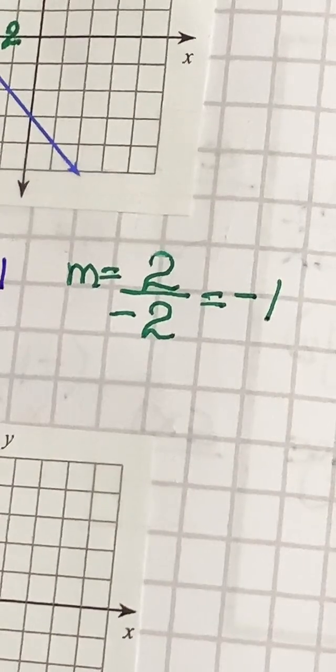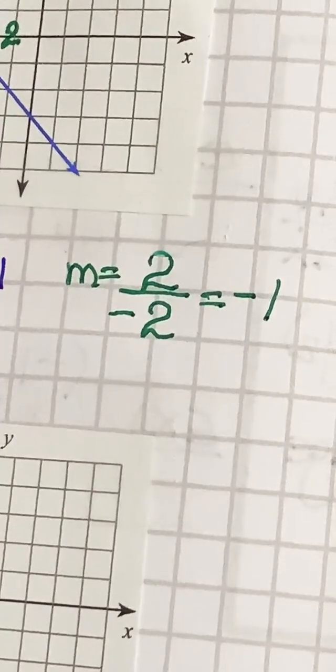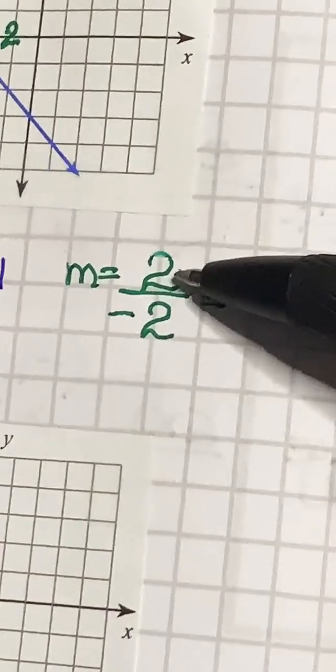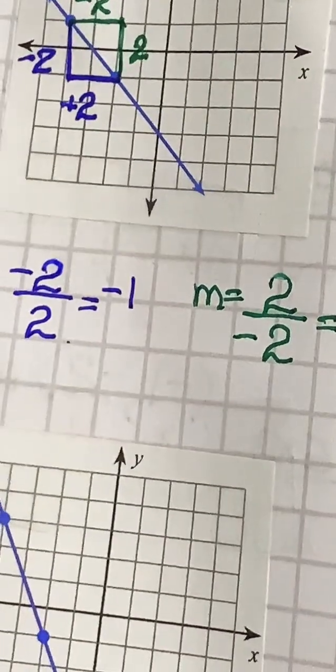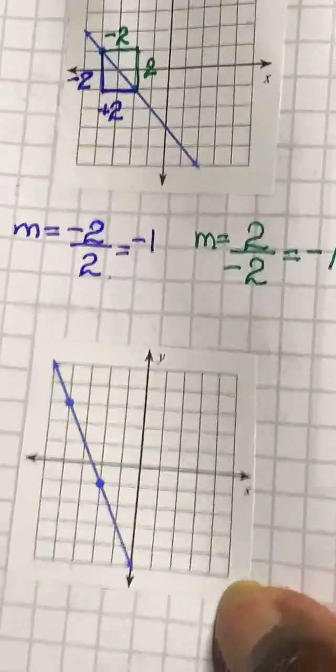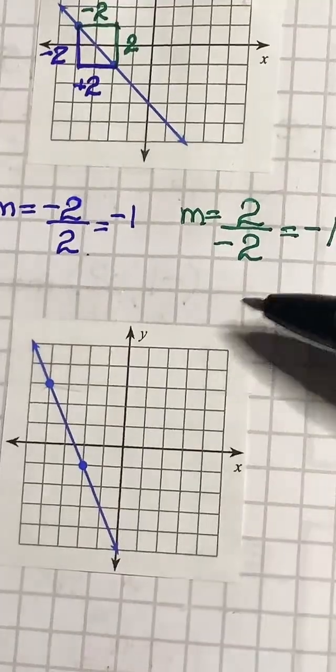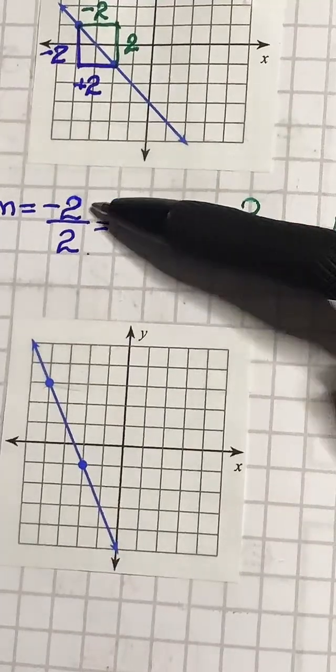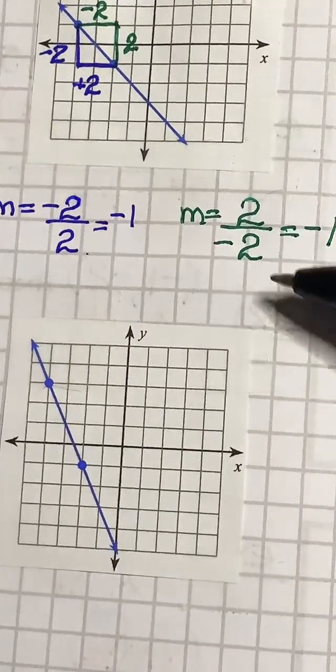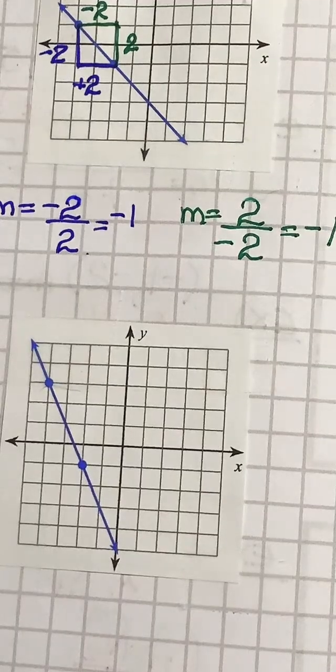So when it comes down to negative slopes, let me unzoom a little, one of the two needs to be negative. Either the numerator or the denominator needs to be negative.